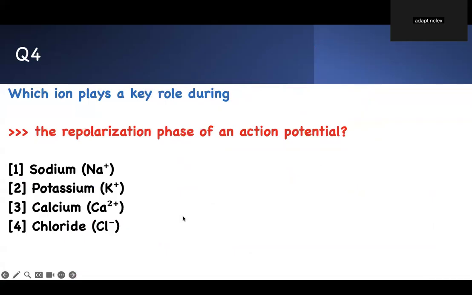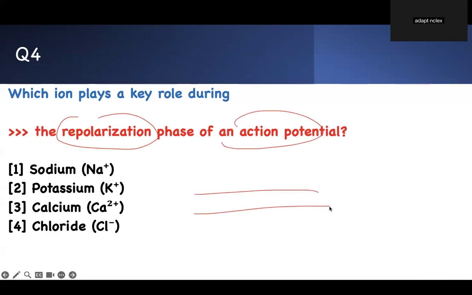Which ion plays a key role during the repolarization phase of the action potential? Once again, go for the content. It's the repolarization of the action potential. Action potential is how neurons talk to each other and take information from one place to another. Every cell is negative inside and positive outside. And this is regulated by sodium and potassium. Before the cell can send signals, it has to depolarize, right?